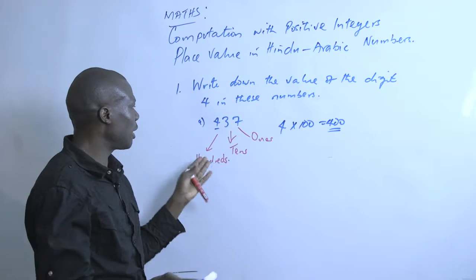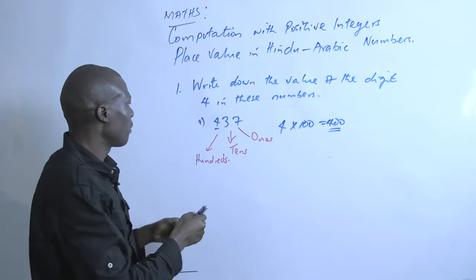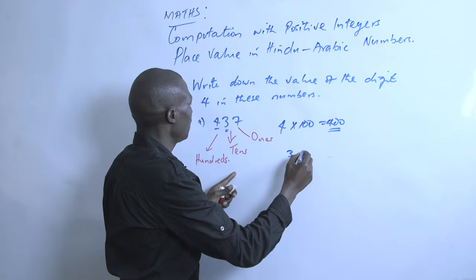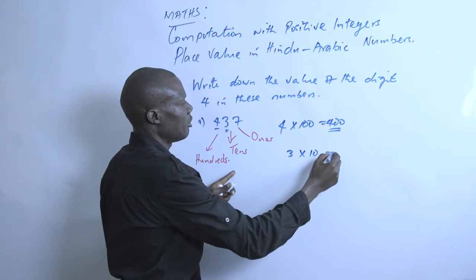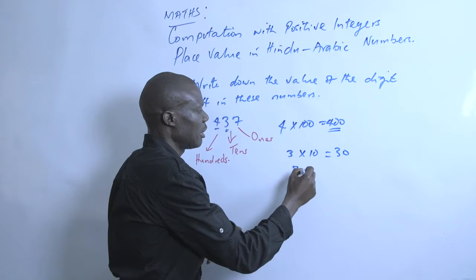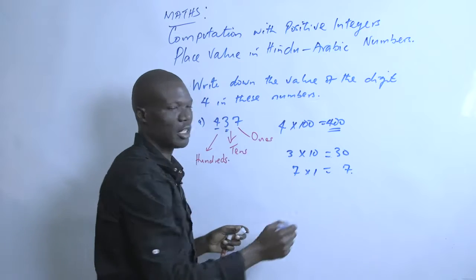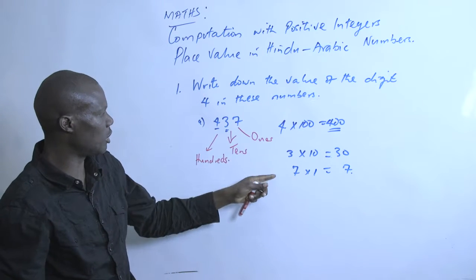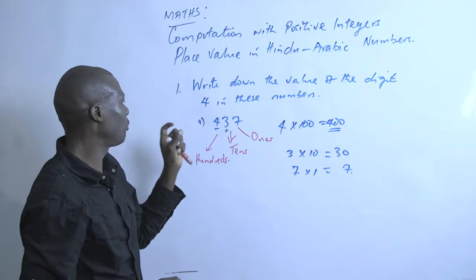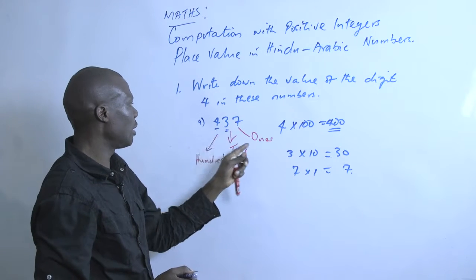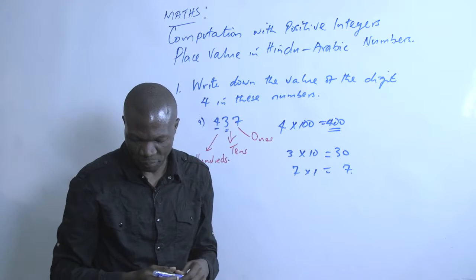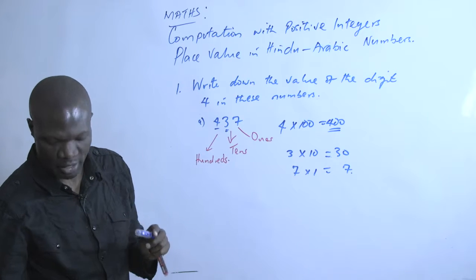We can find out the other values. If it was 3 here, the value of 3 would be 3 times 10, which is 30. And for 7, it would have been 7 times 1, which is 7. That one would have been the value of the position of the digit 3 and digit 7 if we were to find their values in the location of the number 437.